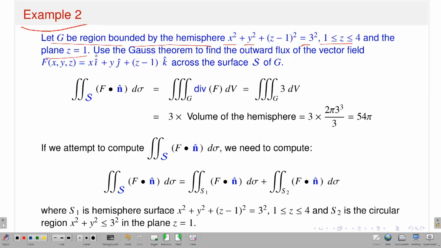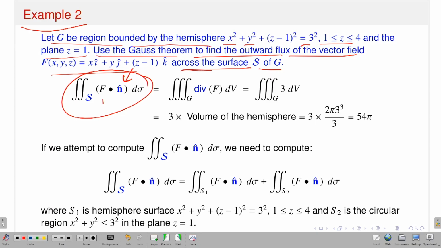Now I am saying that use the Gauss theorem to find the outward flux of my vector field, this capital F, across the surfaces S of G. When I talked about surface integrals, computing this kind of integral means I want to find the outward flux of my vector field capital F across my surfaces S of G. But to calculate this by Gauss divergence theorem, you have to calculate the corresponding triple integral over the region G of the divergence.